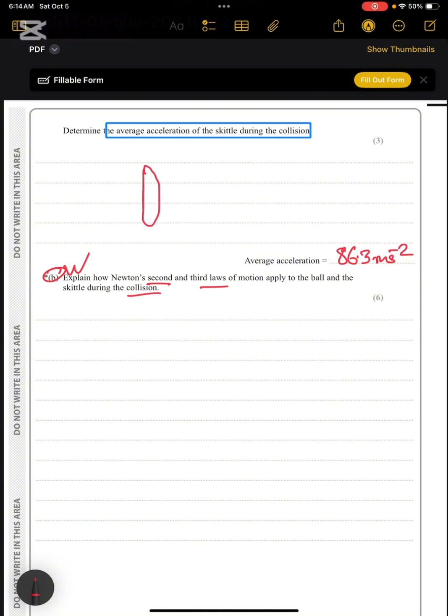The skittle was there and the ball was approaching towards it, right? According to Newton's third law, when the ball collided with the skittle, the ball exerted a force on the skittle, and the skittle also exerted an equal and opposite force on the ball. Writing these things, we get 3 marks. So there is a resultant force on the skittle because it was stationary. There is a resultant force on the skittle on the left. And as the ball already had force on the left before colliding with the skittle, after colliding, just because of the force of the skittle on the ball, there is also another force in the right direction.